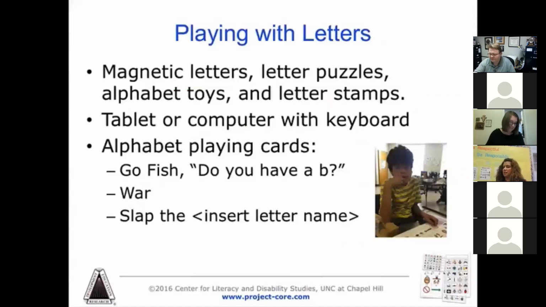Simply by substituting a deck of alphabet cards with 4 of each letter, you can play a classic card game like Go Fish, during which students can ask or show others the letters they seek. Instead of slapjack, you can play slap the M, or whatever letter is the focus. These games have to be modified to make them accessible. But playing with the alphabet is one part of helping students learn the alphabet.